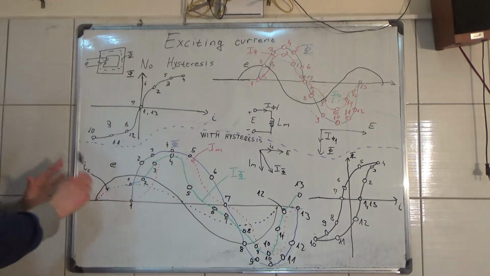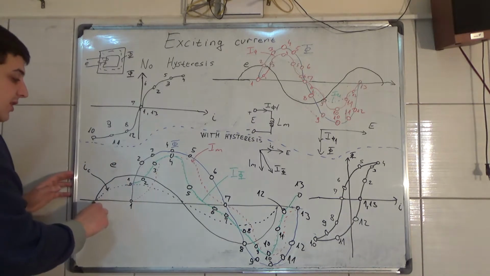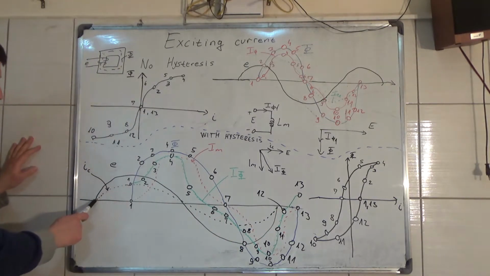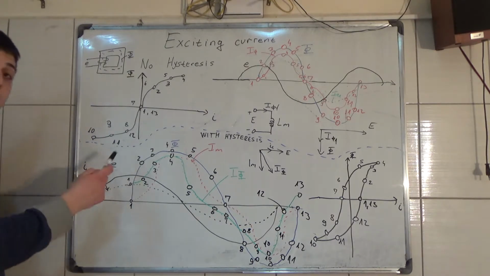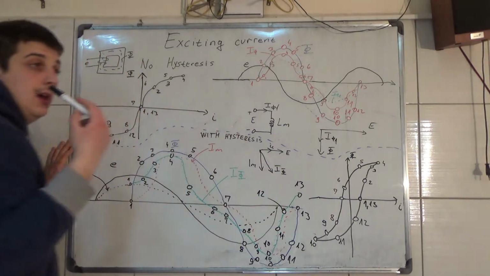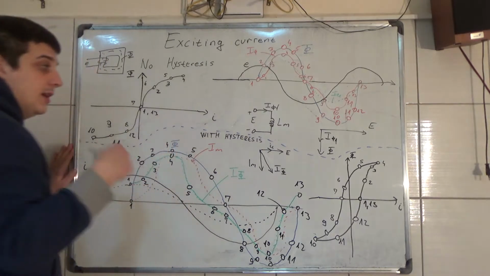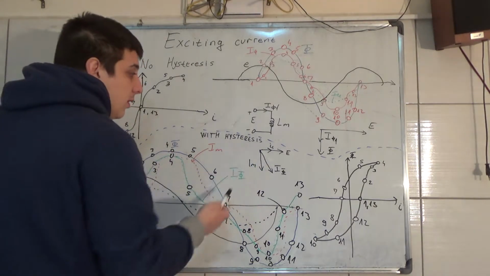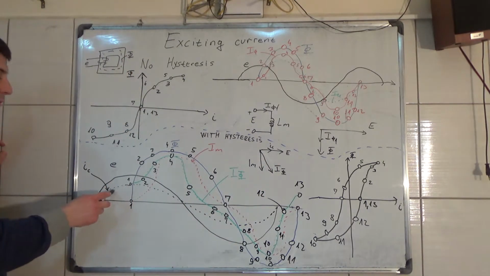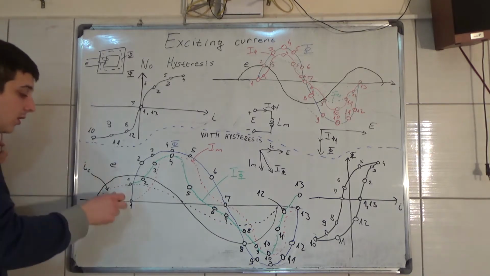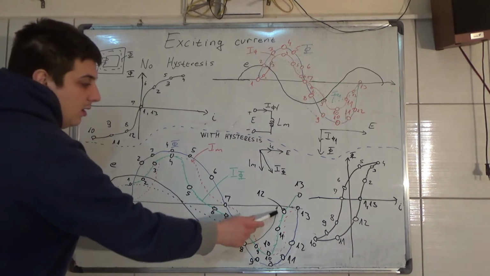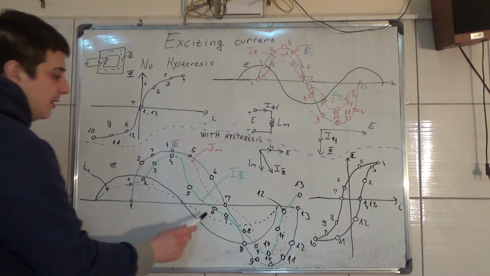I said we had the induced voltage E, which is a sinusoidal waveform, as you can see with the black marker. Now this black interrupted line is the core loss current, which is in phase with the induced voltage E, and its amplitude is smaller, as you can see right now. This is with these interrupted lines.